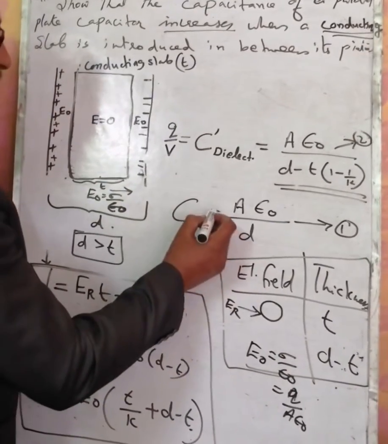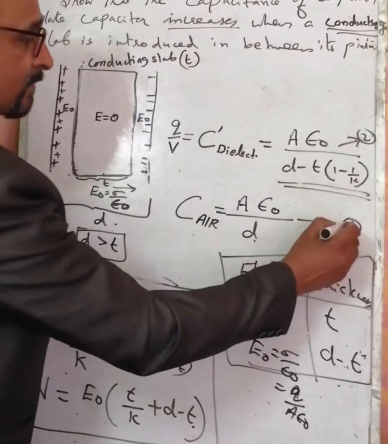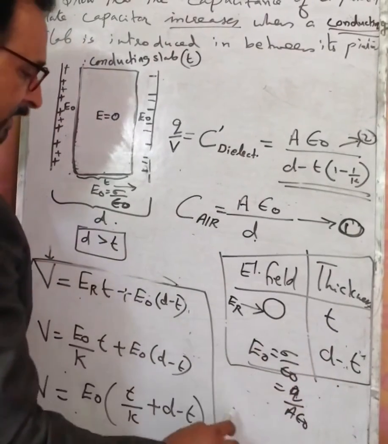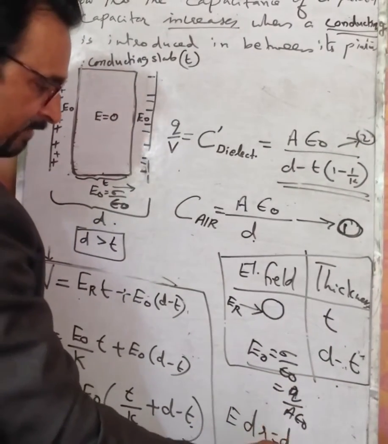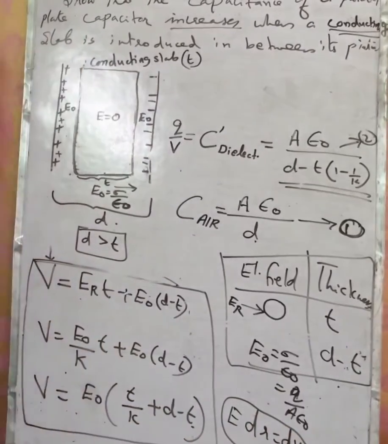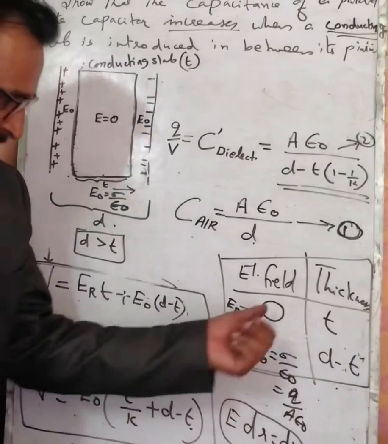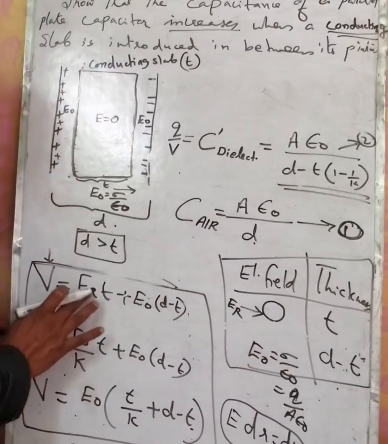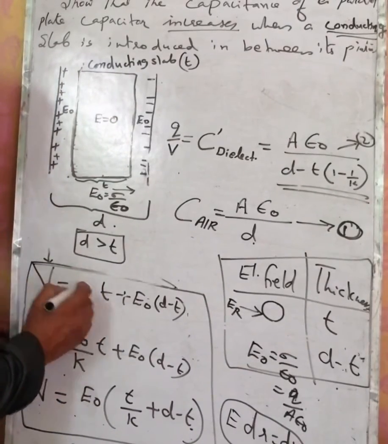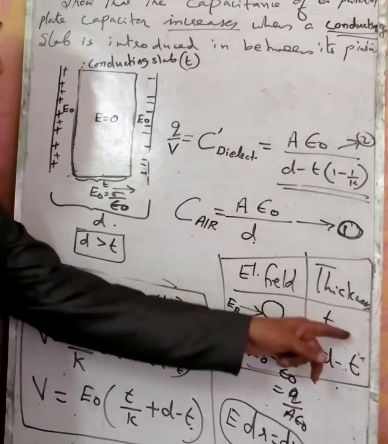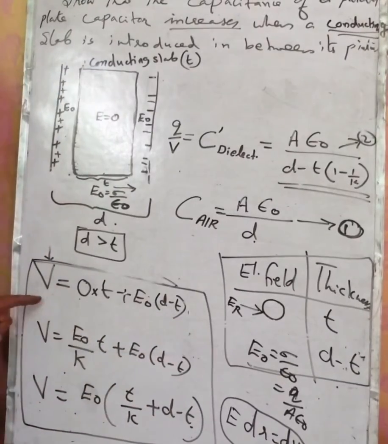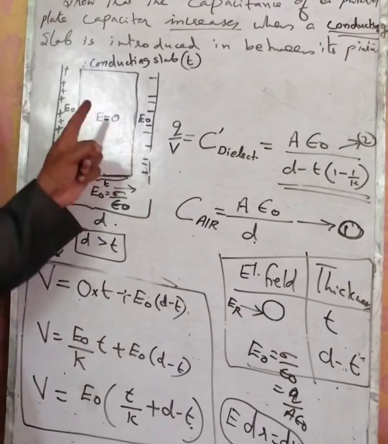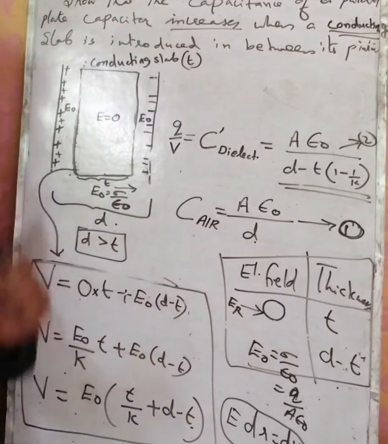So you can start with the capacitor. If air is the medium, the capacitance is A epsilon naught by D. That is your equation number 1, previous step. Now electric field into thickness, because E into dr is equal to dV. Electric field multiplied with the corresponding thickness will give you potential difference. So previous case it was ER into T, now it is 0 into T. See, instead of ER, you have to write 0. So 0 multiplied with T plus E0 multiplied with D minus T will give you the potential difference between the plates of the capacitor after the introduction of the conducting slab. That's the only difference, this 0.